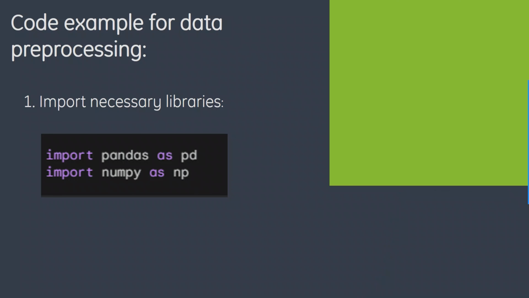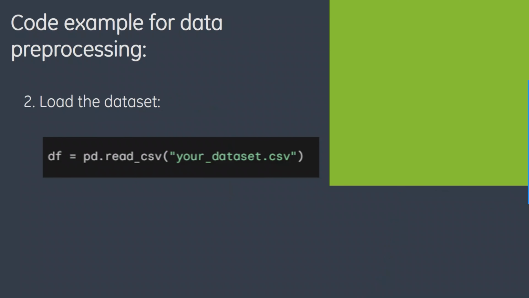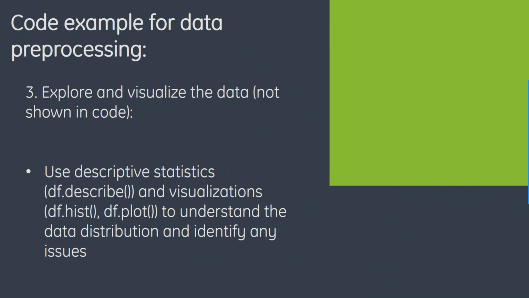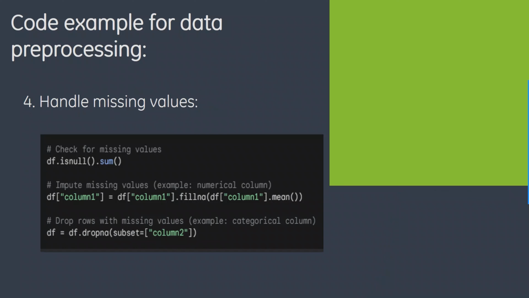Firstly, we have to import the necessary libraries. So here I have imported pandas and numpy. And secondly, we have to load the data, which is df = pd.read_csv('your_dataset.csv'). And thirdly, we explore and visualize the data. So here we have df.describe, df.hist, or df.plot. So we understand it by giving a more visualized format and identifying the issues in that.